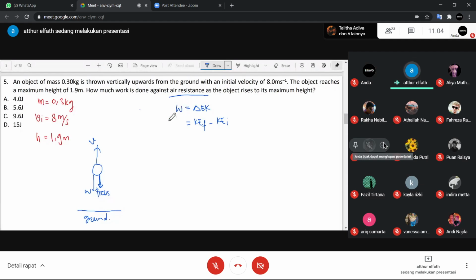And as we know, the work itself is the sum of forces on the ball times the distance, or the displacement. In these questions, the displacement equals the height.